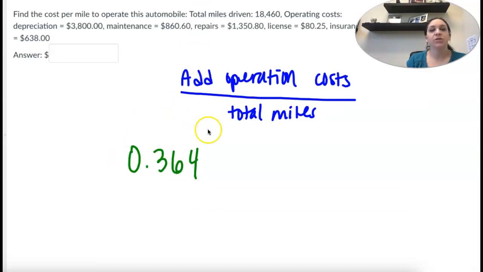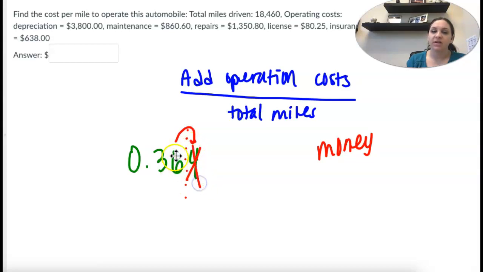And I wrote three numbers because we're talking about money. Okay, whenever we're talking about money, we're rounding to the nearest hundredth. That means two numbers after the decimal. So we're going to round if we need to. So the only number that will change is the 6. We look, and that is less than 5. And so the 6 stays the same. So it's 36 cents per mile to operate this car.